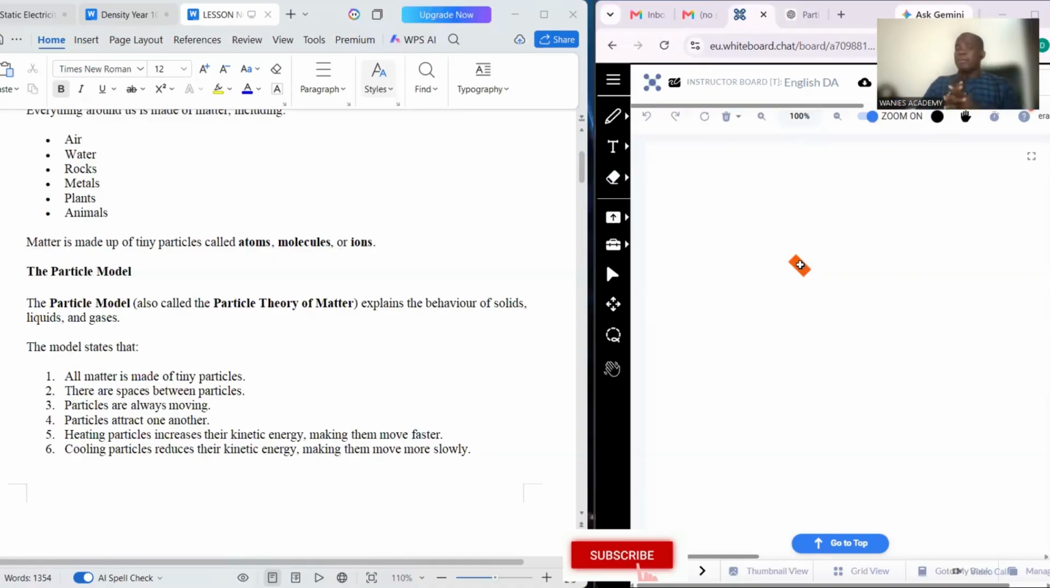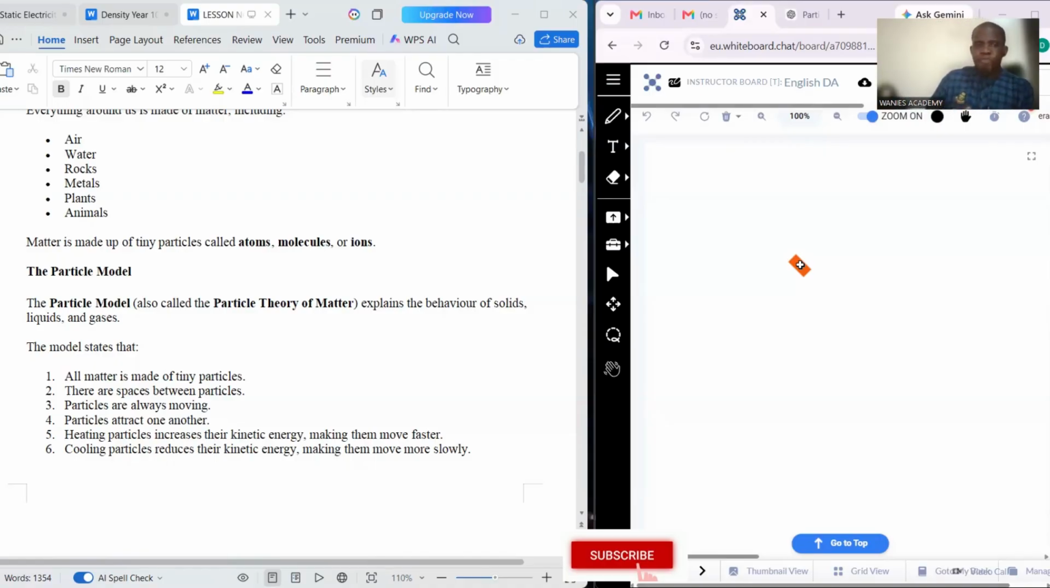Now, the model has some assumptions. The model states that all matter is made up of tiny particles. That is the first assumption or postulation of the model. Number two, there are spaces between the particles of matter. Then the particles are always moving; they are in constant motion. It also states that particles attract one another.